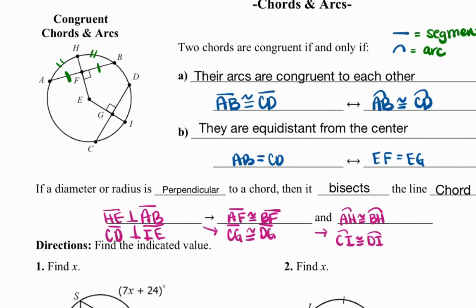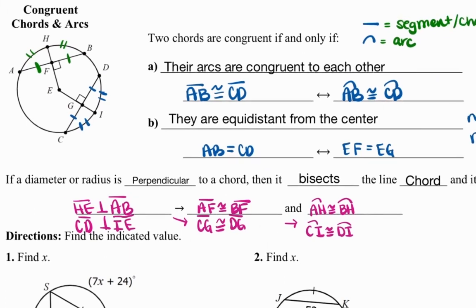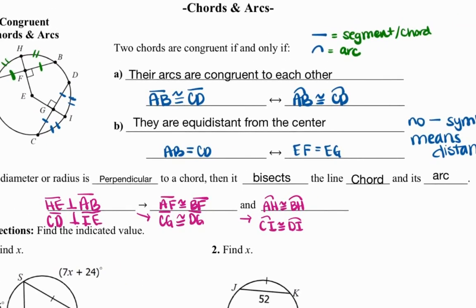So if CD and EI are perpendicular, then we know CG and DG are being bisected, and CI and DI are being bisected. So those two parts are congruent. And then on our picture from this top part, we know that AF, BF, CG, DG are all going to be the same length, and then all these arcs are going to be the same length as well. Okay, that was a lot of words. So let's get into the examples because it's going to make a lot more sense once we get down into our examples.